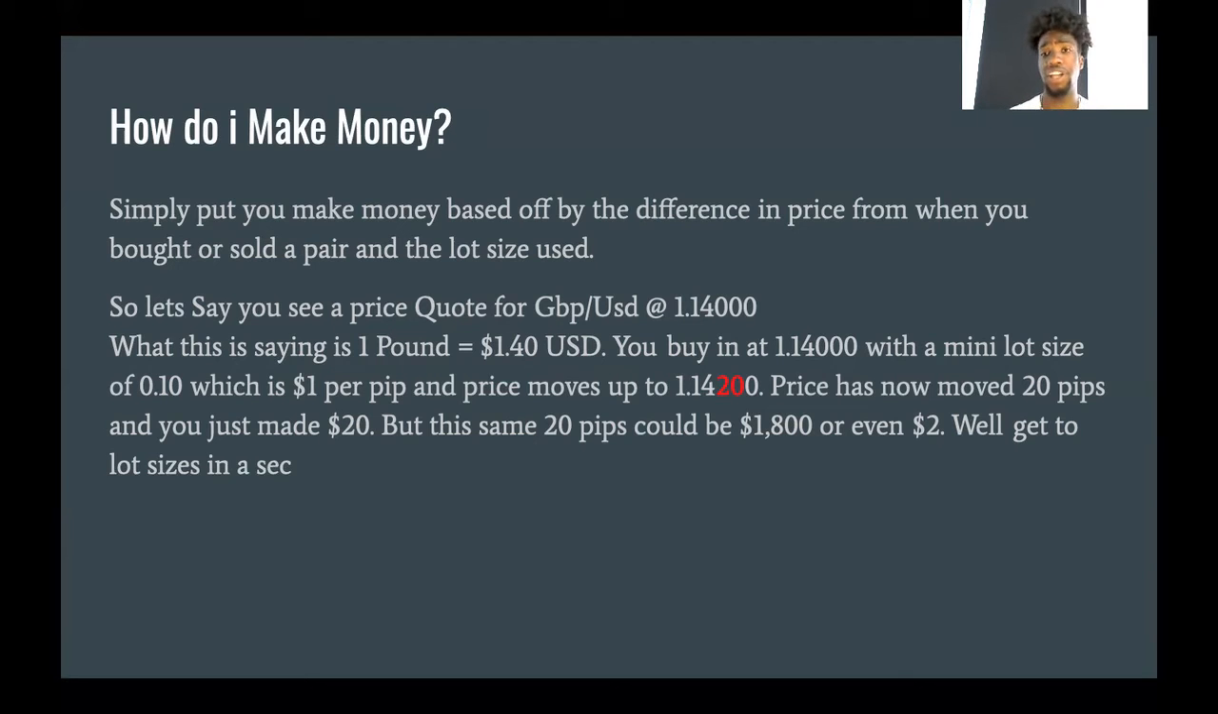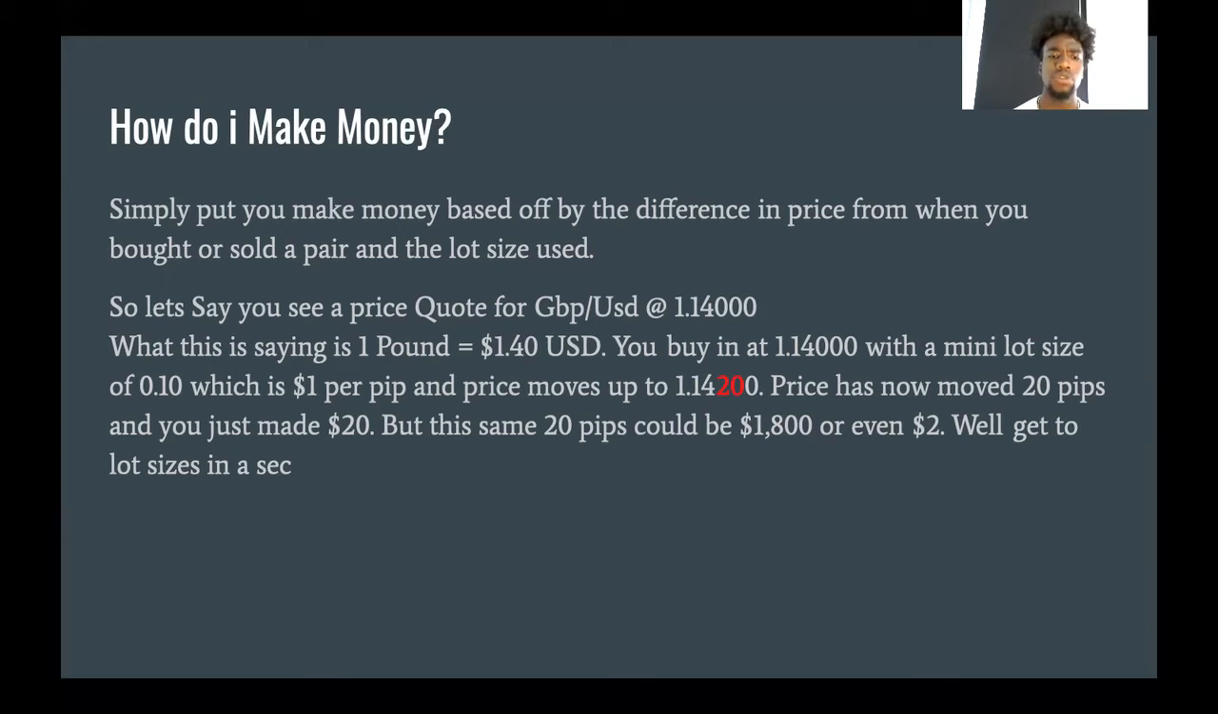So let's just say you see a price quote for GBP USD, which is the Great Britain pound versus US dollar, and its exchange rate is about 1.14000. What this is saying is for every 1 pound is $1.40 US dollars. So let's just say you buy in at this price at 1.14000 with a mini lot size, right? A mini lot size of 0.10, which is going to be $1 per pip.